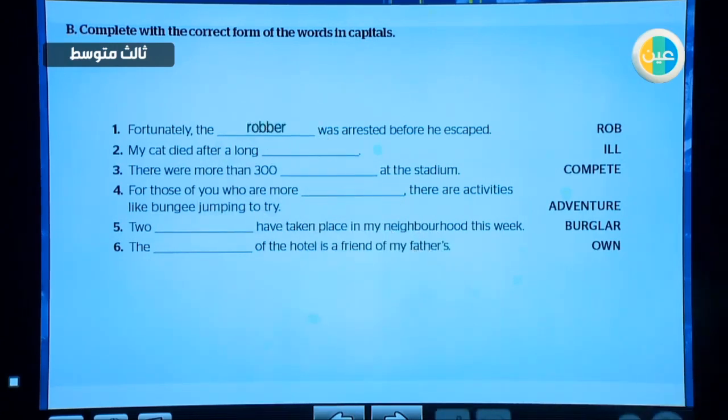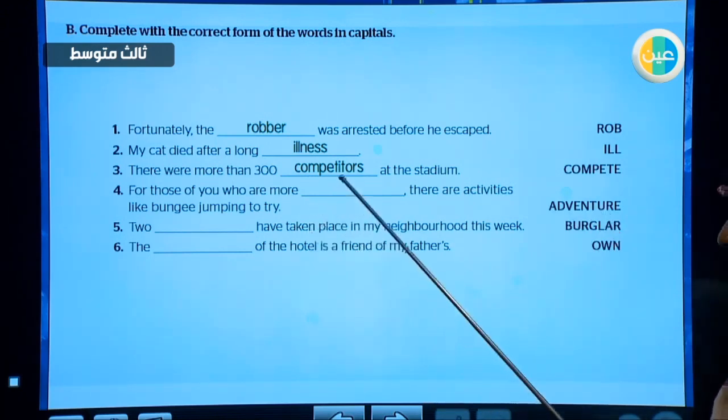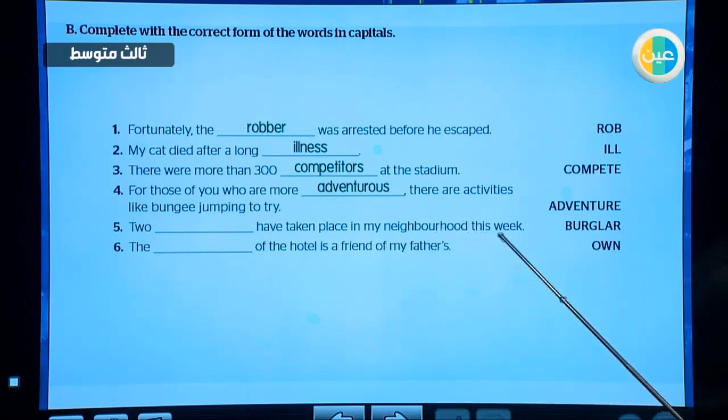Number 2, my cat died after a long ill. Ill is an adjective. Here we need a noun. What is the noun that comes from ill? It's illness. Thank you. Number 3, there were more than 300 compete at the stadium. The people who compete in a competition or participate in a competition, we call them competitors. Number 4, for those of you who are more adventure, there are activities like bungee jumping to try. After more, we usually write adjectives, sometimes maybe nouns, but in this situation we need the adjective from this one. Adventure. Excellent. Adventurous.